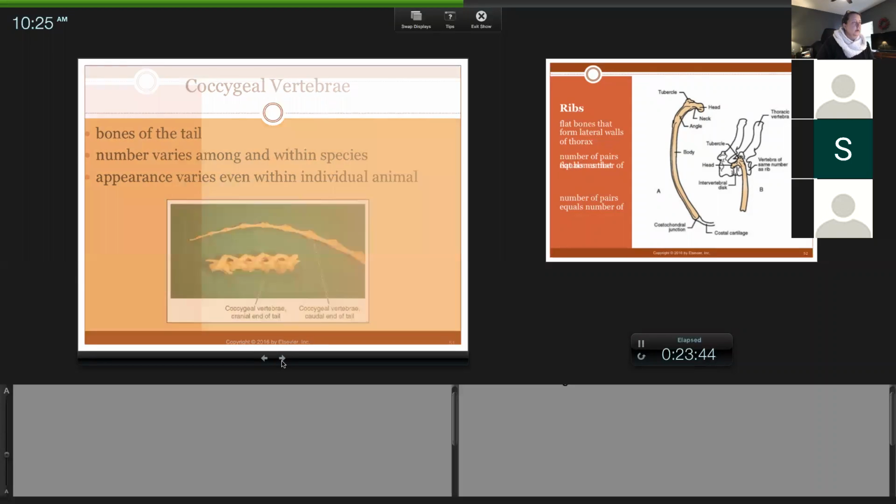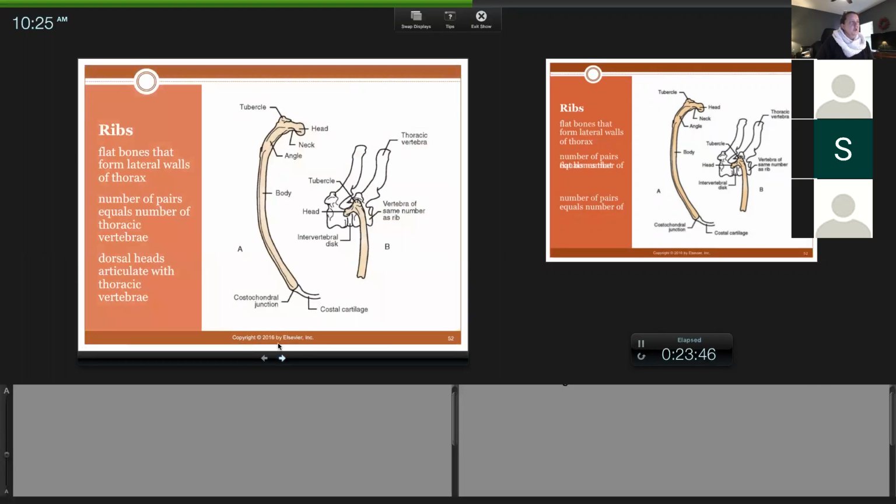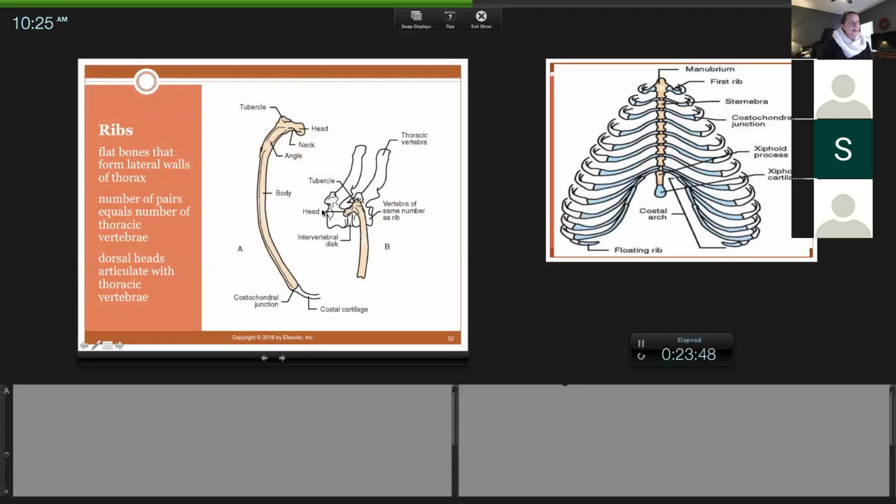Okay, let's get into the ribs. So this is what a rib looks like. In this picture, it has a tubercle and a head, similar to the head of the femur. Remember, a tubercle is a point of muscle attachment. So the tubercle on the rib serves to allow muscles to attach.